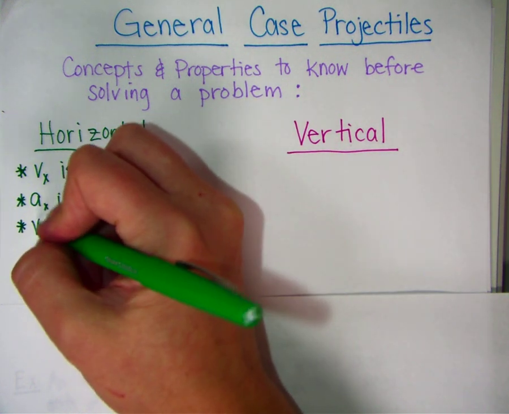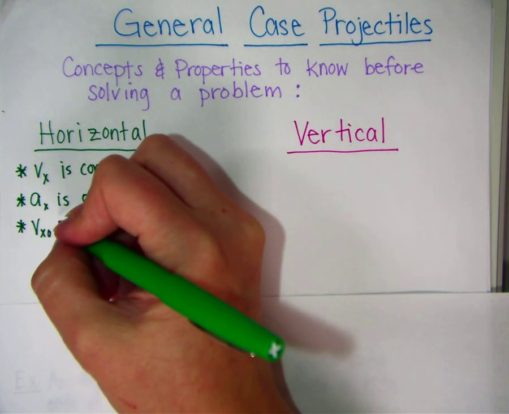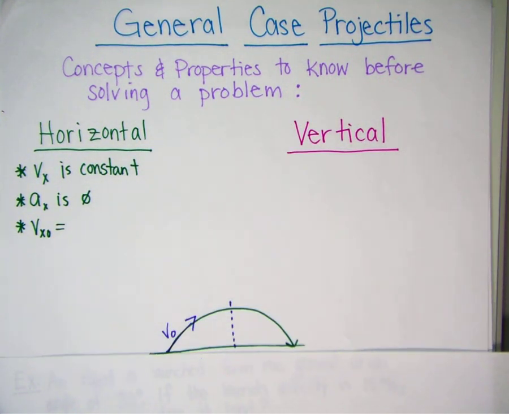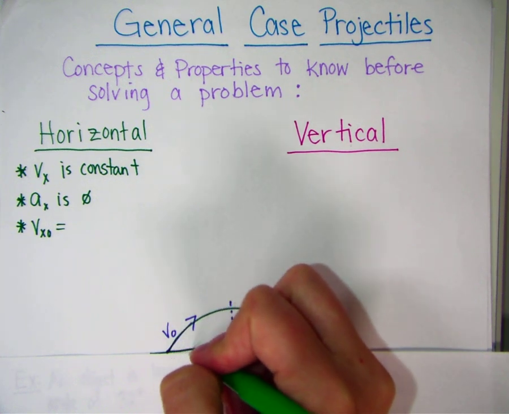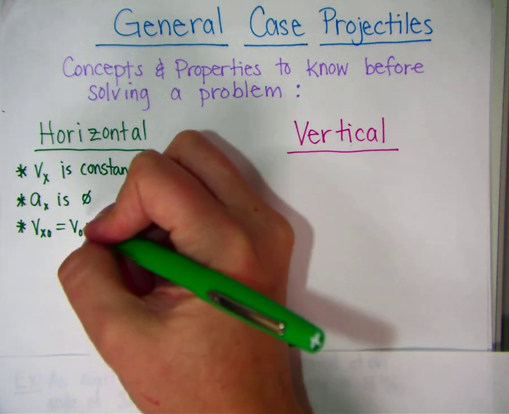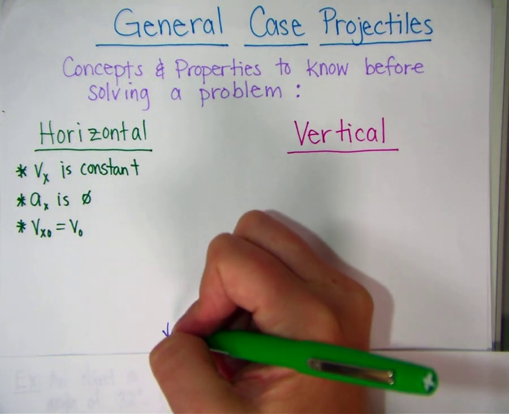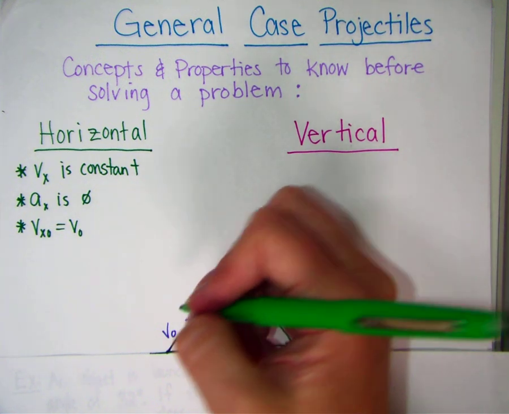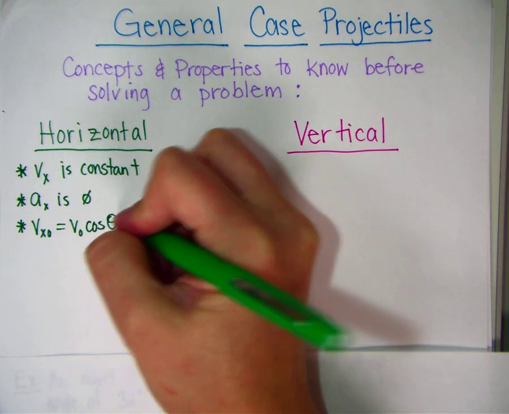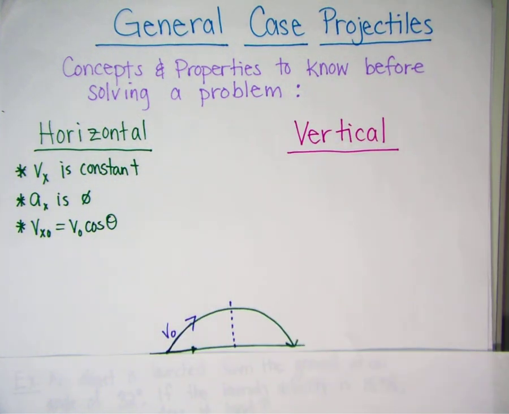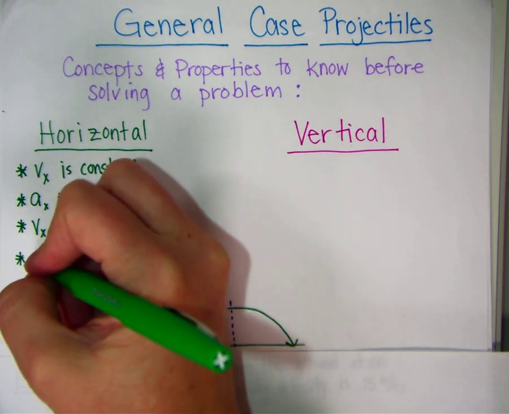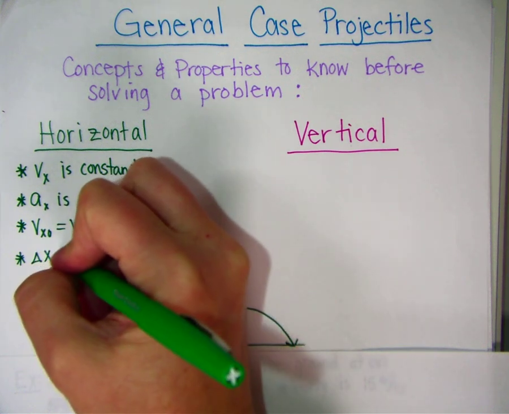You're going to have to find your VXO by using some trig, and because you're going up from the ground, your triangle is here, so the horizontal component is the cosine of the angle. I like to call the launch velocity VO. Sometimes I'll refer to it as my VR, my resultant. That's the hypotenuse of the triangle.